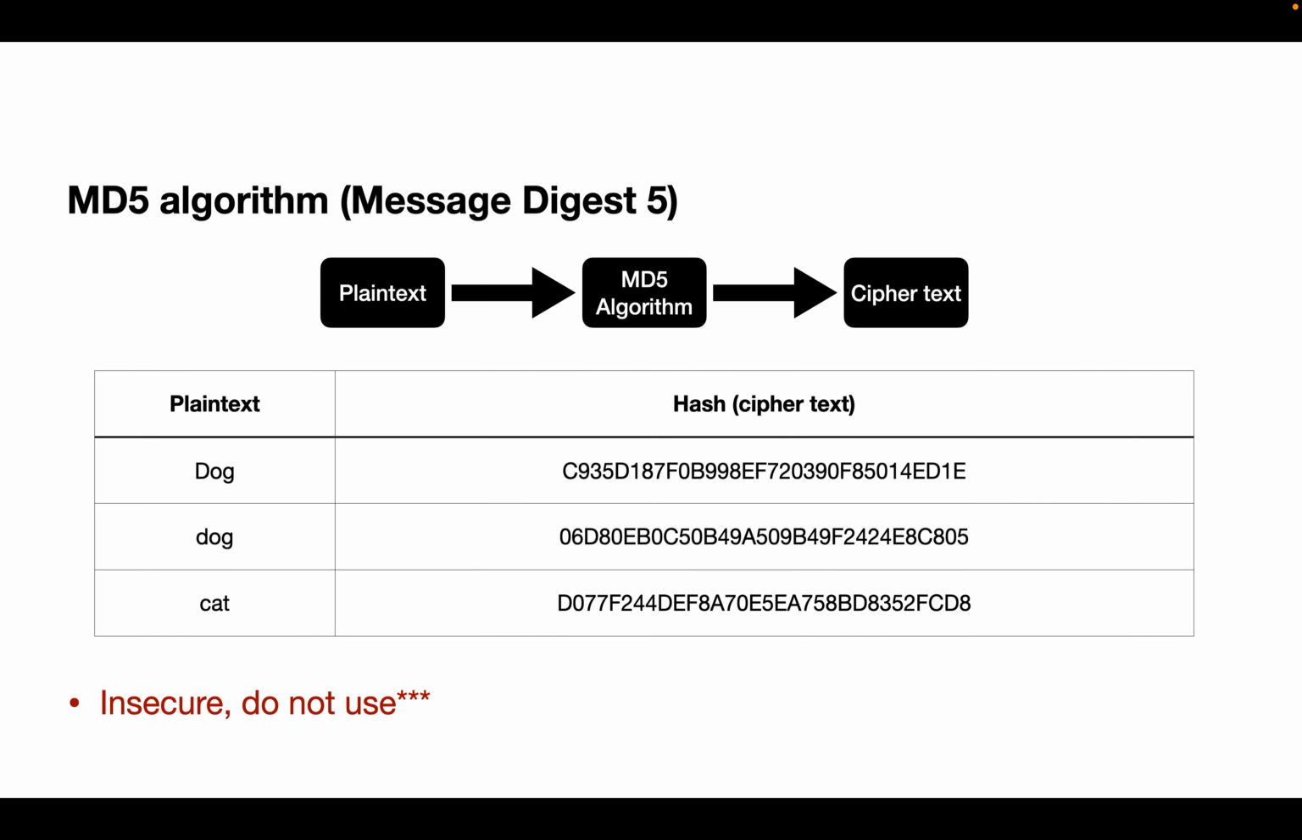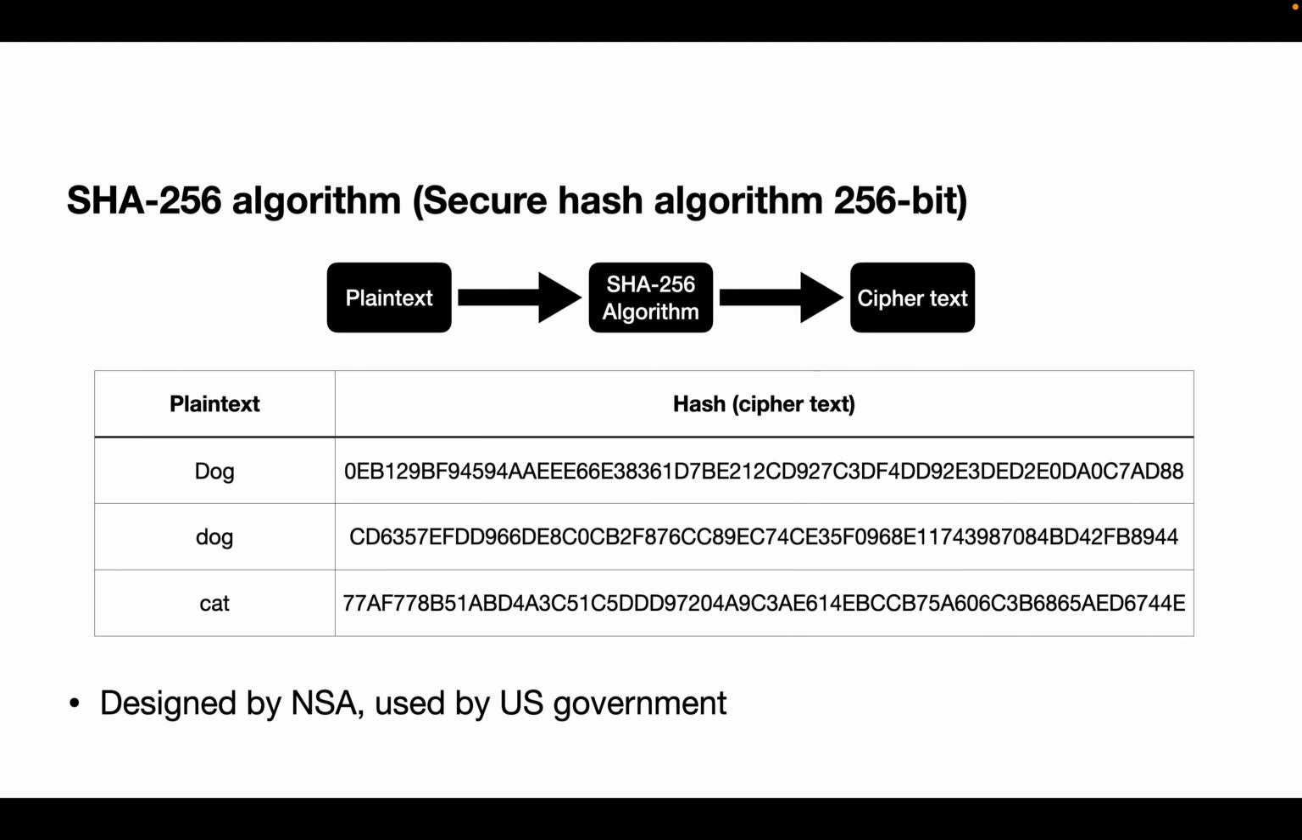The lowercase d gives you a completely different string, and the word cat gives you another string. So as you see from this, there's not an obvious way to reverse it. There doesn't seem to be any pattern, and that's the point. Once you have the hash, you cannot get the plaintext from it, but you can always get the hash if you have the plaintext. And the MD5 in particular is insecure, so you won't want to use that one. But it's one of the older ones, so I want to show it.